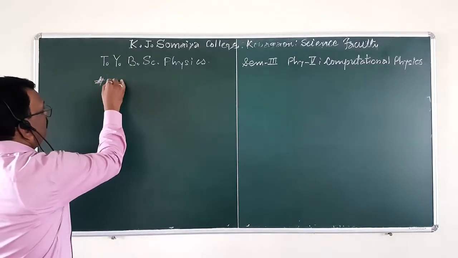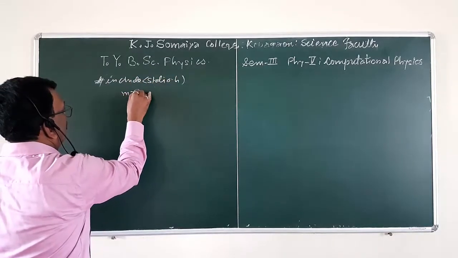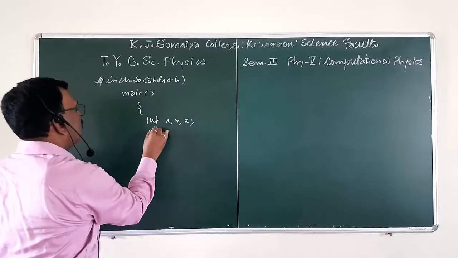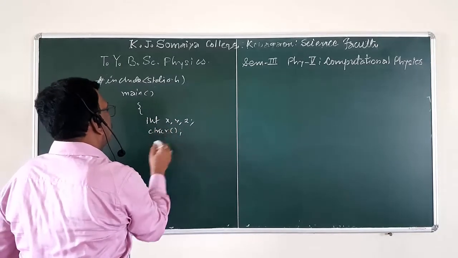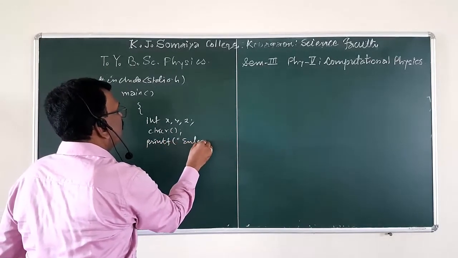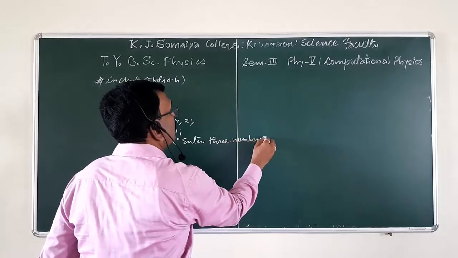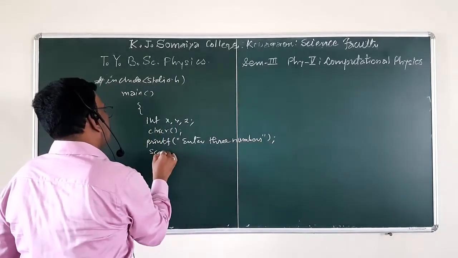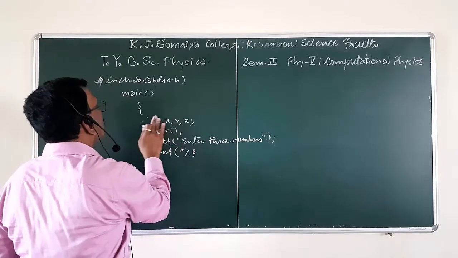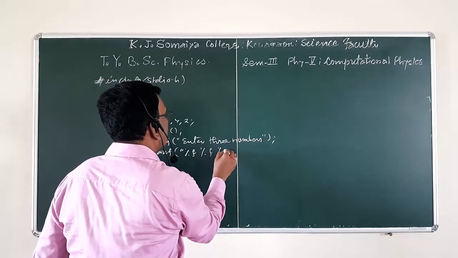This program is like this: #include <stdio.h>, then function main, then int x, y, z, clrscr is the command, then printf "enter 3 numbers", then scanf with %f %f %f.